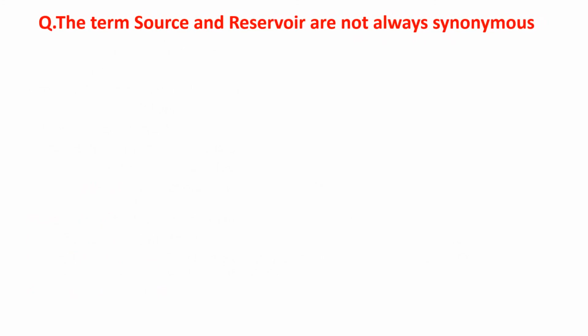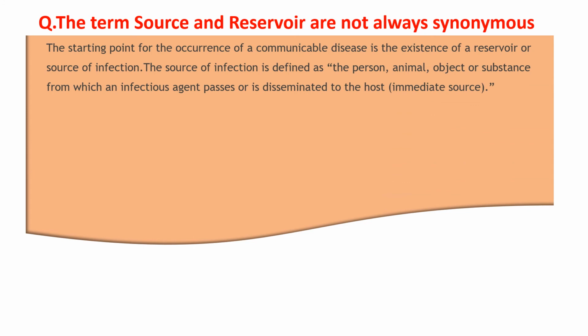Now coming to a very basic epidemiology question: explain why the terms source and reservoir are not always synonymous. The starting point for the occurrence of a communicable disease is that there has to be a reservoir or source of infection, from where it will all begin. The source of infection is defined as the person, animal, object or substance from which an infectious agent passes or is disseminated to the host. Here the host is the immediate source.